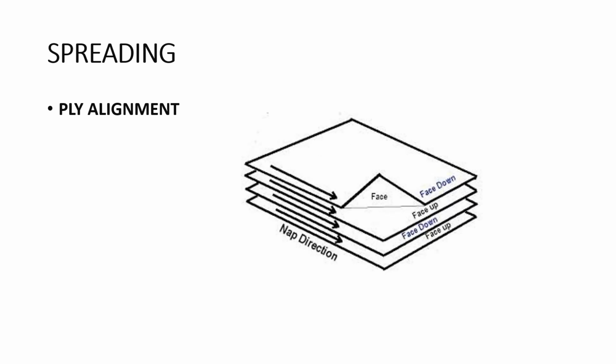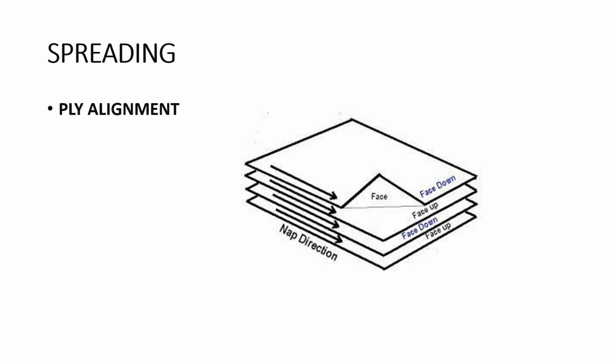So the next part we need to look into is ply alignment. Okay. Now in spreading, different layers of fabric are laid down on the tables. Those are called the plies. Now you can see the picture students, there are different layers, and there are directions. One is the face up, face down kind of approach, another is the nap direction. Okay. By which the spreading can be done.